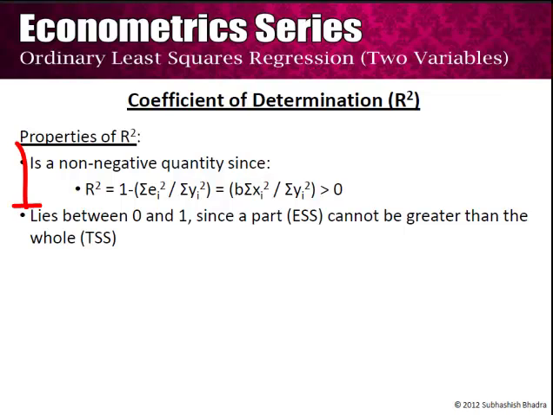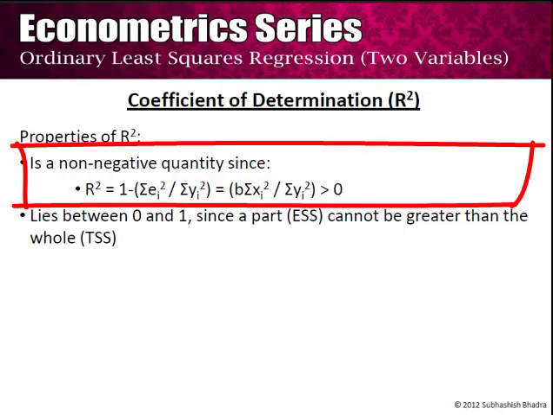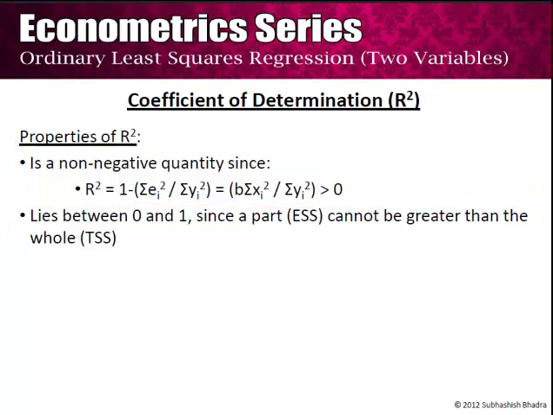Firstly, it is a non-negative quantity, because by saying that it is r square, it is obvious that a squared value cannot be negative. Also because it is equal to 1 minus summation ei square by summation yi square, which is equal to beta summation xi square by summation yi square. And since both numerator and denominator are positive values, hence the r square is also a non-negative quantity. Moreover, since it is the division of a part, which is the ESS, divided by the whole, which is the TSS, hence it cannot be greater than 1. So we know that r square will have to lie between 0 and 1.